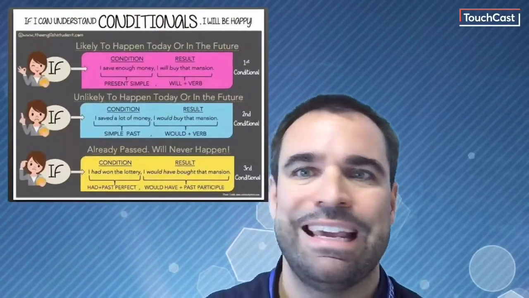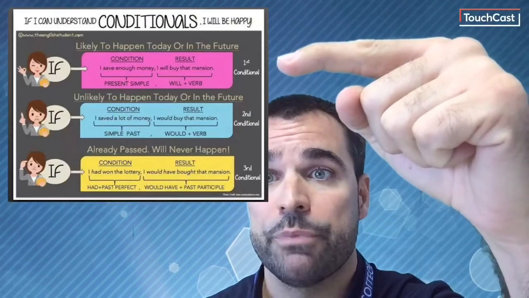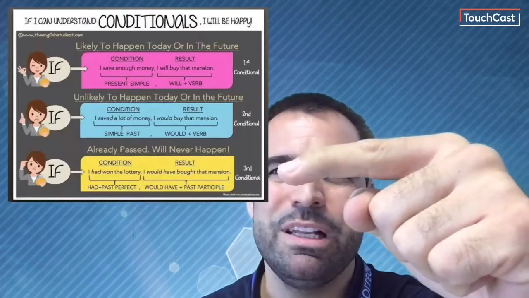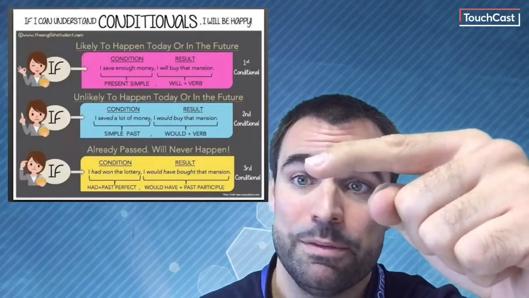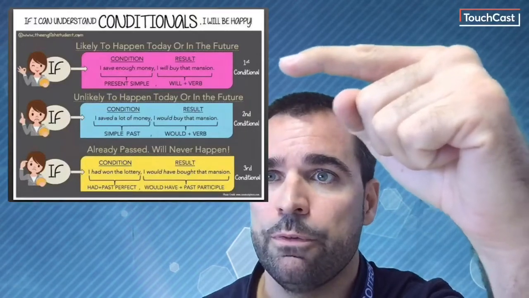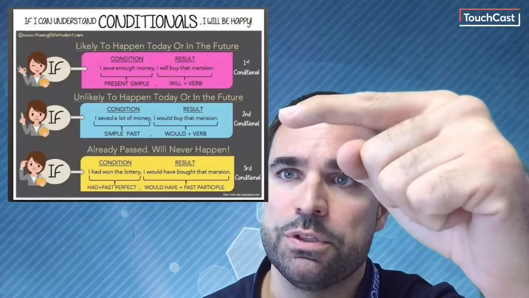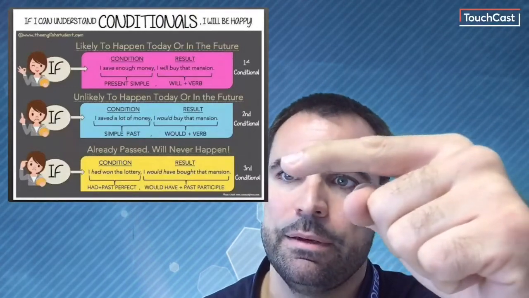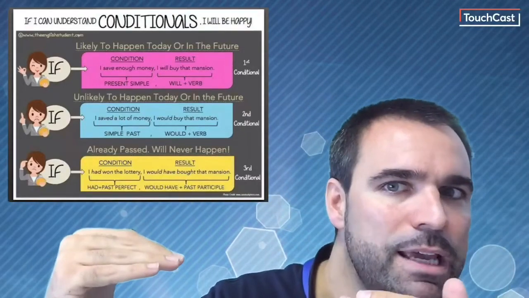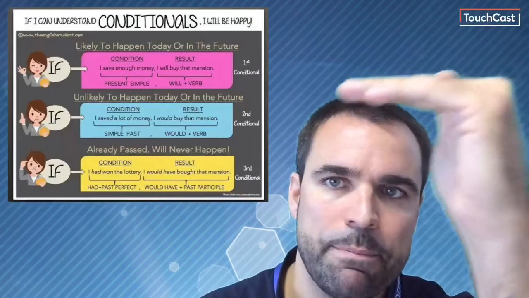Now, take a look at the last slide. It's again the same as the beginning. You've got likely to happen today or in the future, okay? Unlikely to happen, so it's improbable. And this is already past. It just happened already. It passed, nothing to be done. So first, second, third. Present simple and will future. Simple past in the condition, and then would and verb, and past perfect and would have. We always go a step further back in the past tenses, from the present simple to the simple past to the past perfect, okay? Always a step back.